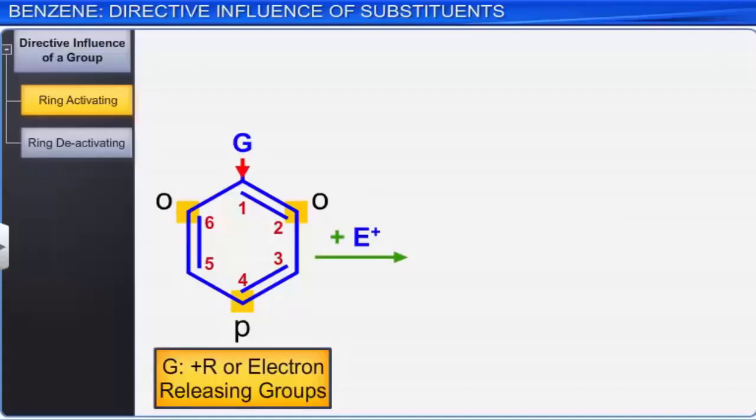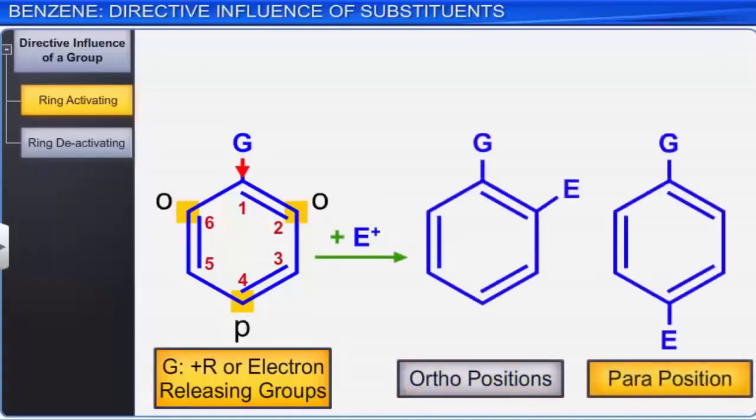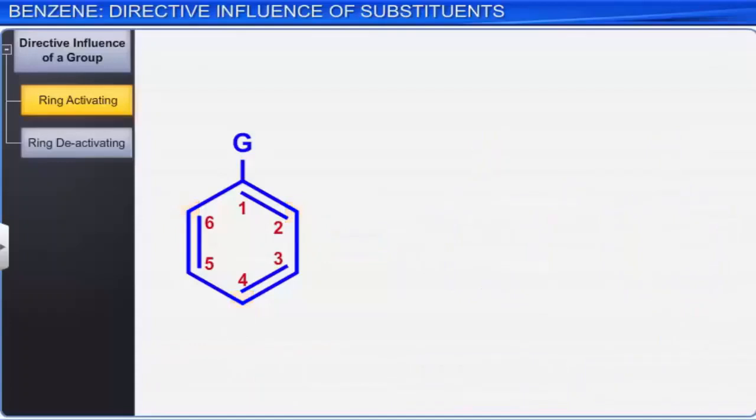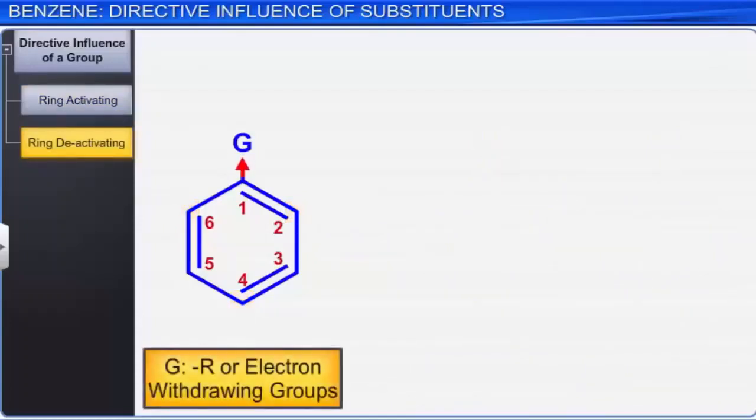Ring deactivating groups are minus R groups or electron withdrawing groups, which relatively decrease the electron density at ortho and para positions of the ring. In other words, the electron density is relatively high at the meta position. Hence, these groups orient the new incoming electrophile to the meta position.